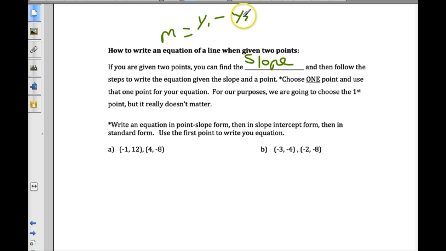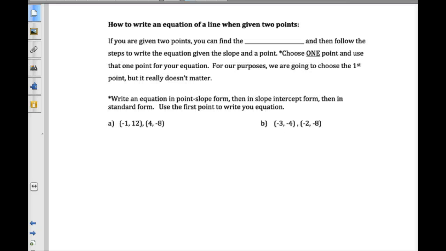y1 minus y2 over x1 minus x2. Is our homework a packet? And then follow your steps and write the equations given the slope and a point. Choose one point and use that point for your equation. For our purposes, let's choose the first point. But it really doesn't matter. Do you have the same thing? That's a great question. Yeah. Of course you would. Great question, though, Catherine.